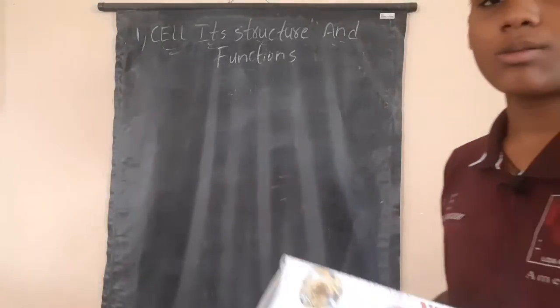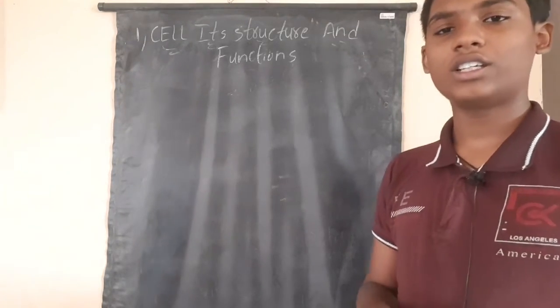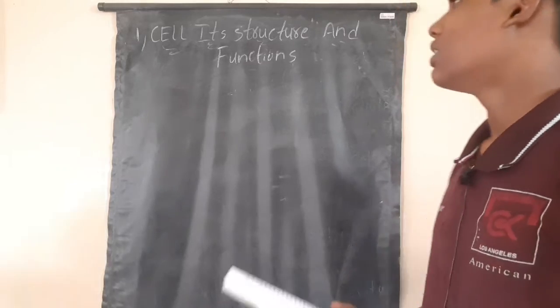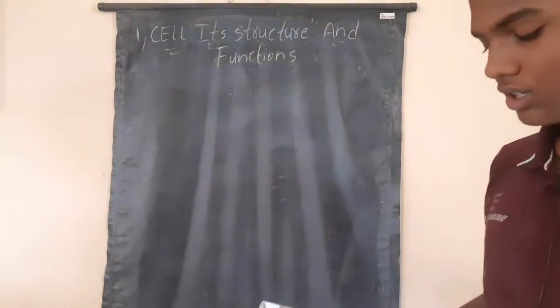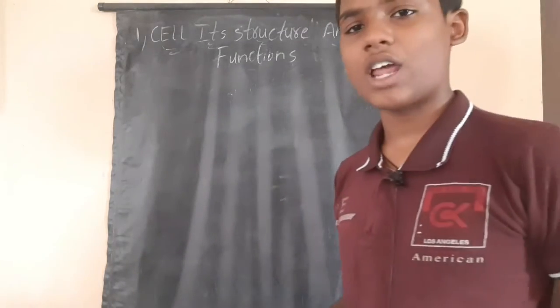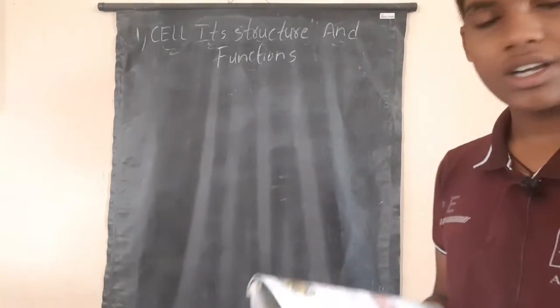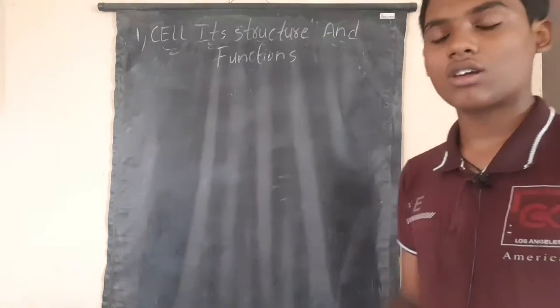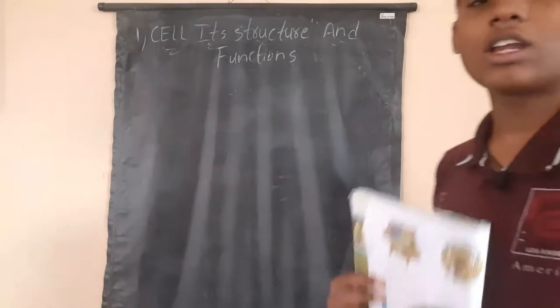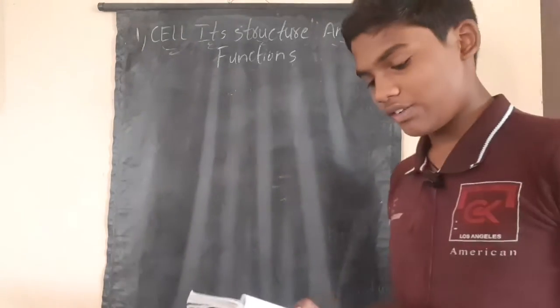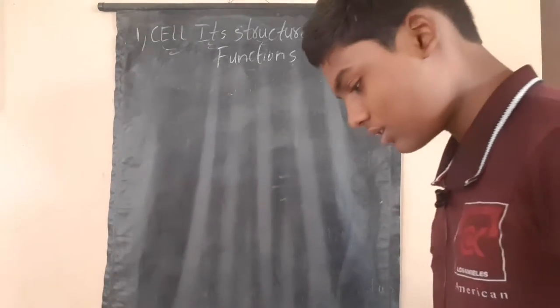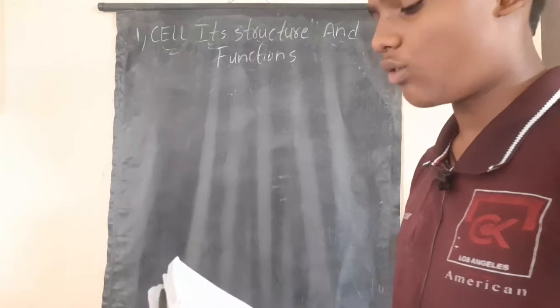Yesterday we discussed some of the cell organelles and the introduction of the cell, its structure and functions. We discussed the typical plant cell and typical animal cell. Now let us see the remaining cell organelles. Cell organelle means cell parts. Yesterday we discussed the cell membrane and plasma membrane. Now let's go into the cell wall.